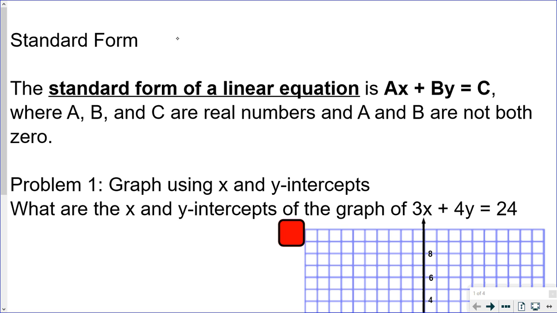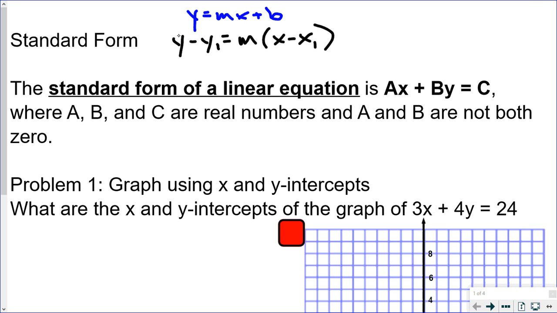And just quick review, so slope-intercept form looks like this. So this is slope-intercept form where m is the slope and b is the y-intercept. And then the other form that we looked at, y minus y1 equals m times x minus x1. And this is called point slope form. x1, y1 are a point on the line, and the m again is the slope.